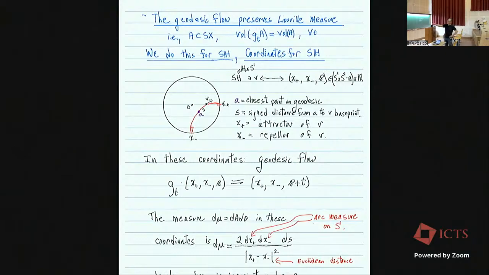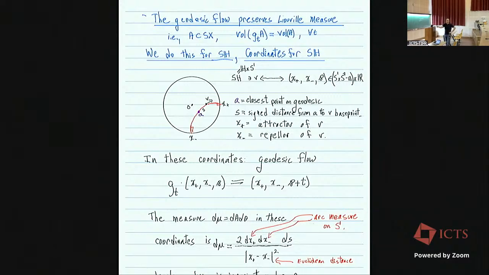So these coordinates are in the boundary, S1 cross S1 minus the diagonal, and then s is some real number. So I've just put coordinates on tangent vectors in the hyperbolic plane in this fashion, right? If the vector started back here, then this would be negative. The signed distance is negative.